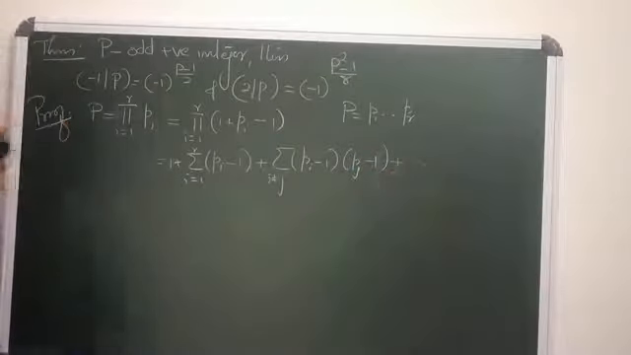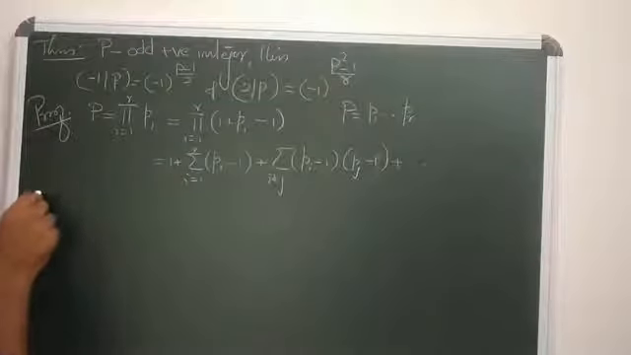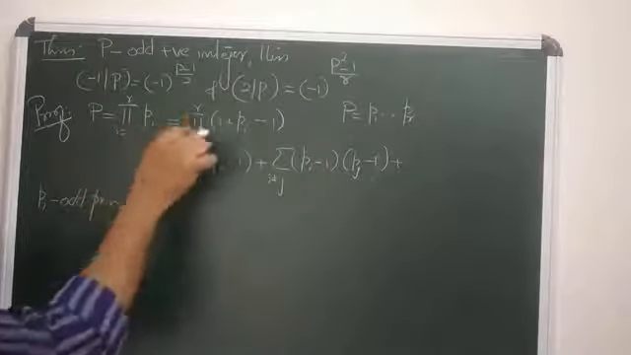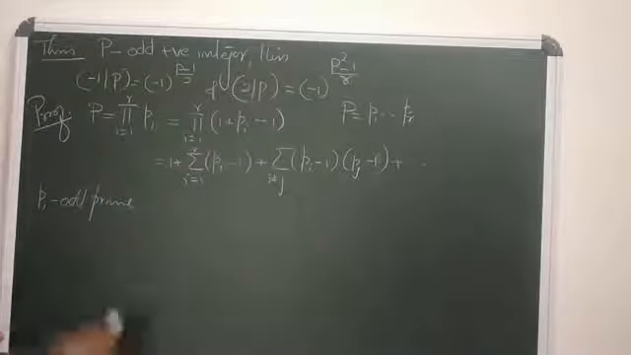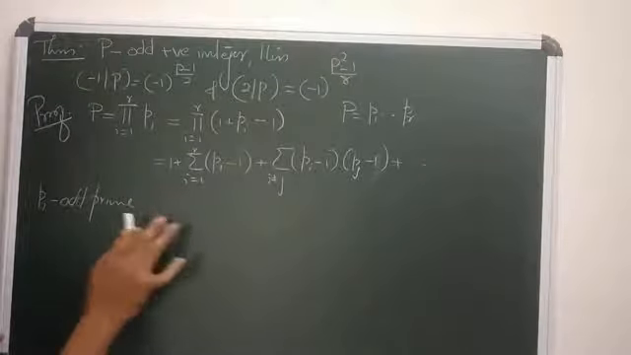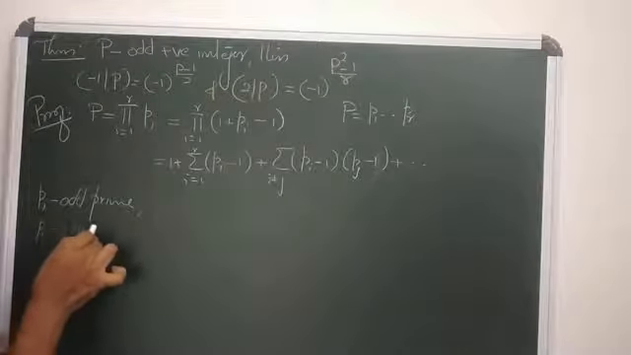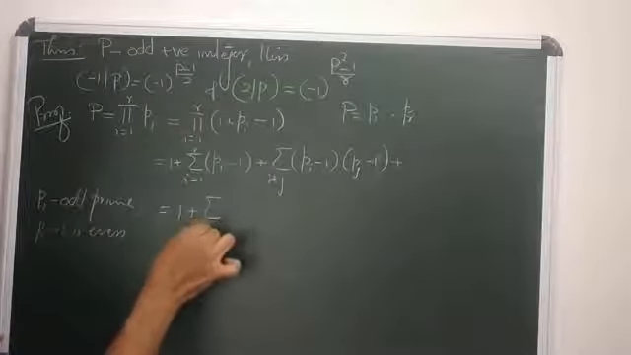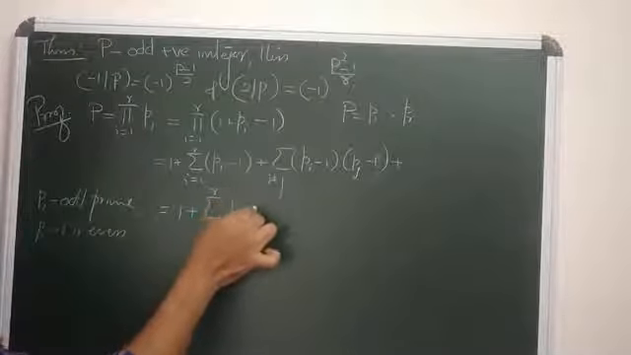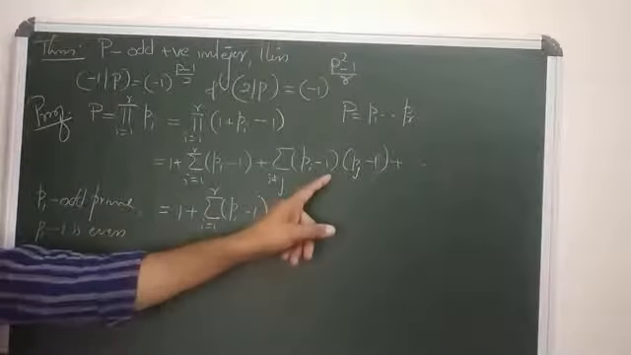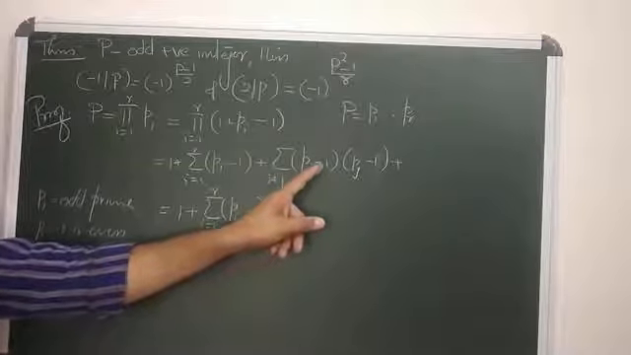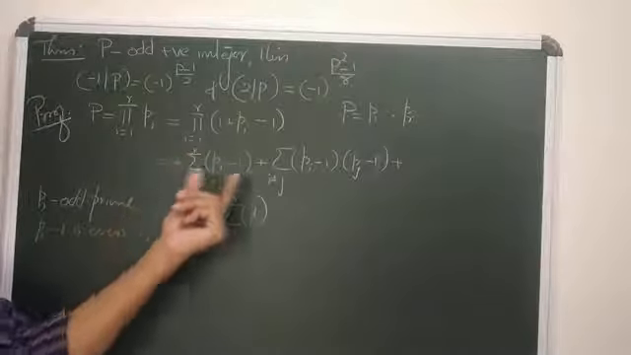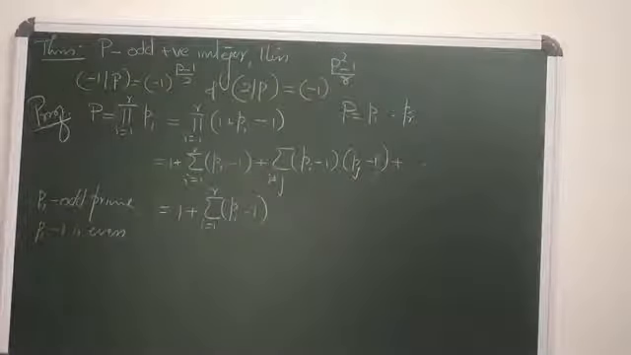Okay. Yes. But what is p_i? We know that p_i is an odd prime. Why? Because p_i comes from the prime factorization of p. Since p_i is an odd prime, what is p_i minus 1? p_i minus 1 is even. So this equals 1 plus sigma over i ranges from 1 to r of (p_i minus 1), and since p_i minus 1 is even, all the terms except the first and second are nothing but a multiple of 4.